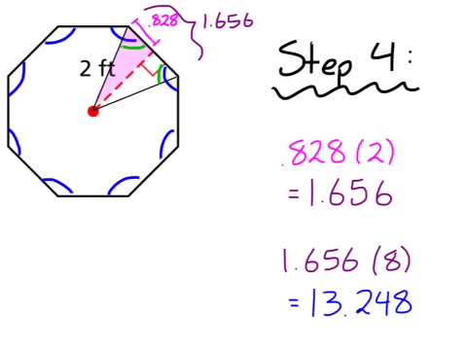So we're going to continue to solve for the perimeter of this heptagon, and we found that x equals 0.828. In order to find the entire measure of this side, we multiply that by 2 and we get 1.656. Now we want to find the perimeter of the entire heptagon, and it has 8 sides, so we multiply that number by 8 and you get 13.248, which is the perimeter of the heptagon.